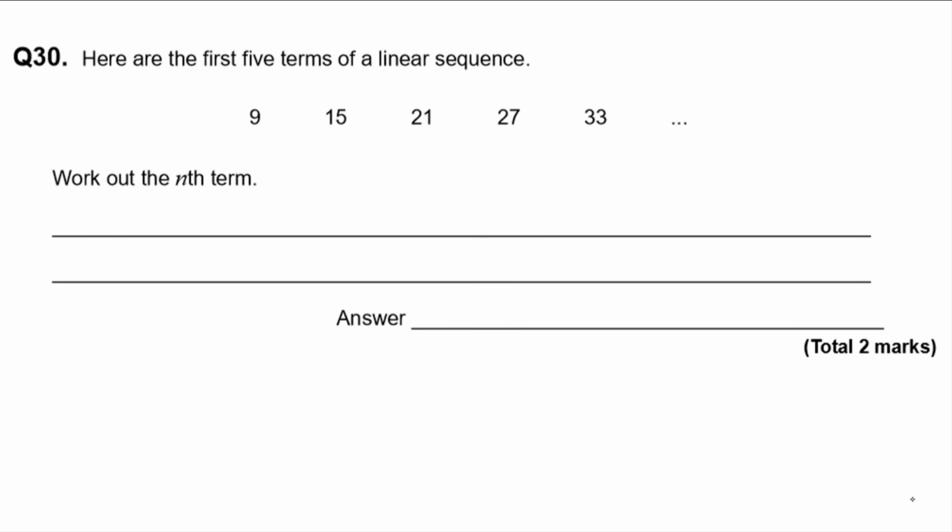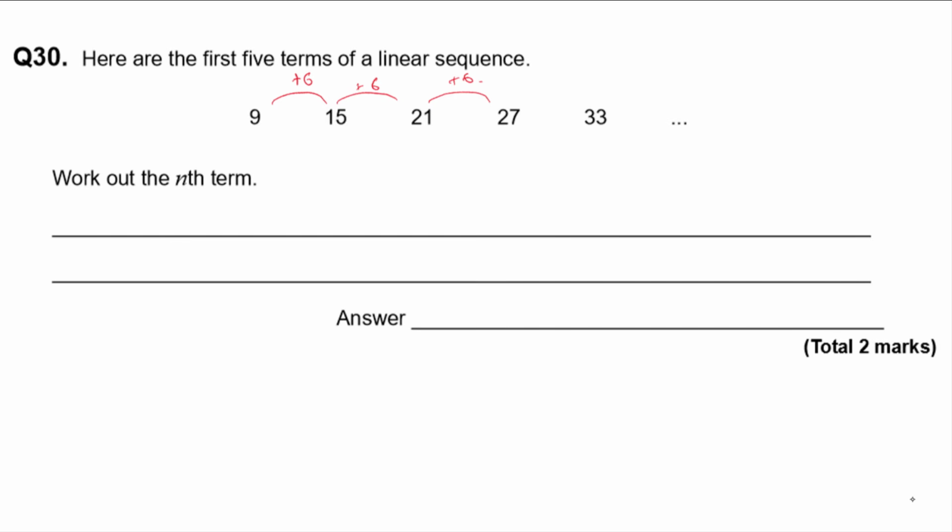Question 30, here are the first 5 terms of a linear sequence. We've got 9, 15, 21, 27, 33. Work out the nth term. Right, so to find the nth term of a linear sequence, all we really need to do first off is to find the common difference. So 9 to 15 is plus 6, as is 15 to 21 and 21 to 27.